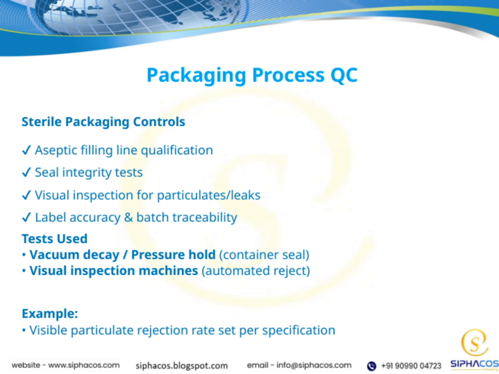the container seals. These are highly sensitive methods to detect any leaks. We also utilize automated visual inspection machines, which efficiently identify and reject any containers with visible defects or particulates. For example, we set a rejection rate for visible particulates based on our specifications, making sure only the best quality products reach our patients. Overall, these controls and tests are vital to maintaining the integrity and safety of our sterile packaging, aligning with our commitment to quality throughout the entire process.